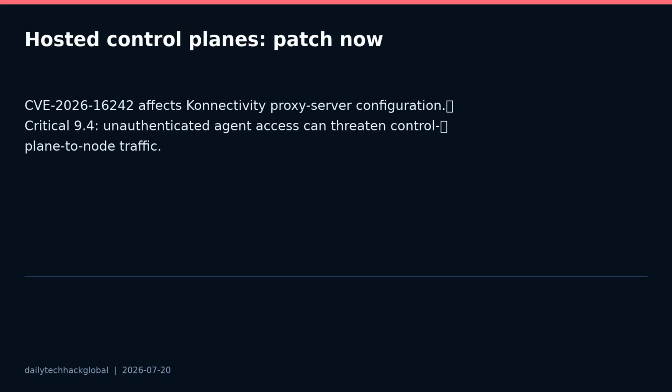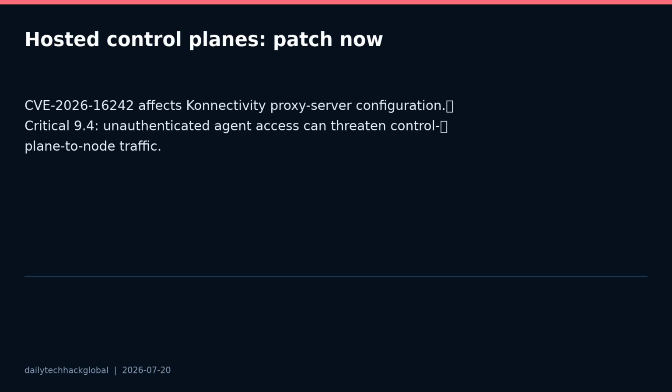If you operate Kubernetes-hosted control planes, OpenShift Hypershift environments, or infrastructure that depends on connectivity proxy server, check this now. CVE-2026-16242 is a critical 9.4 vulnerability in the agent-facing configuration path. A reachable cluster endpoint with missing cluster certificate validation or token-based agent authentication could allow an unauthenticated remote agent into the routing pool. The practical risk is control plane-to-node traffic being proxied, inspected, modified, or dropped. Patch and verify configuration before treating these control planes as trusted.